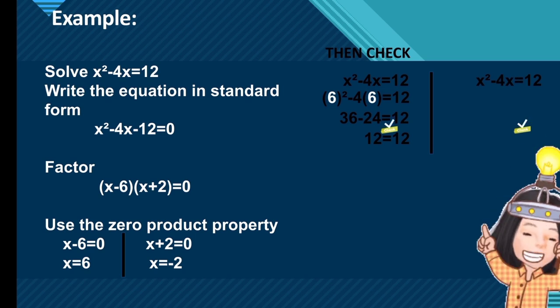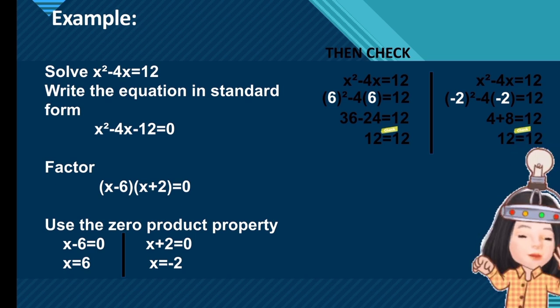Next one is x squared minus 4x equals 12. So use the other one, x is equal to -2. We substitute here. -2 squared minus 4 times -2 equals 12. -2 times itself is equal to 4, plus -4 times -2, which is 8, equals 12. So 12 equals 12 is correct.